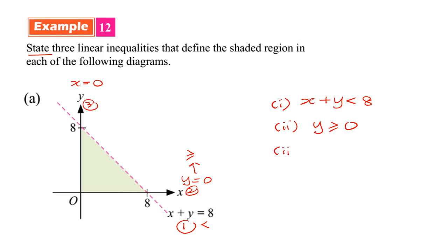Okay, third one. The shaded region is on the right of the equation x is equal to 0, and the line is a solid line, so the inequality sign we have to use is greater than or equal to. So the third answer is x is greater than or equal to 0.